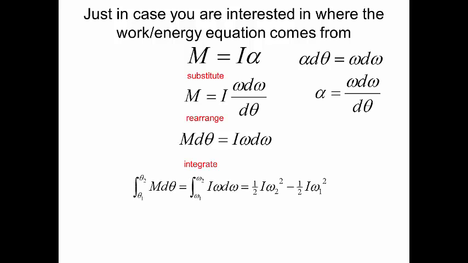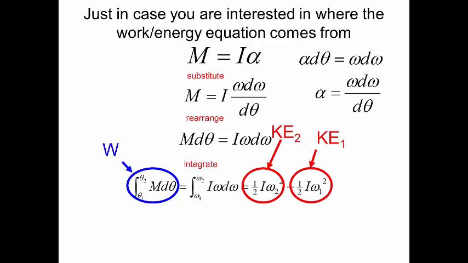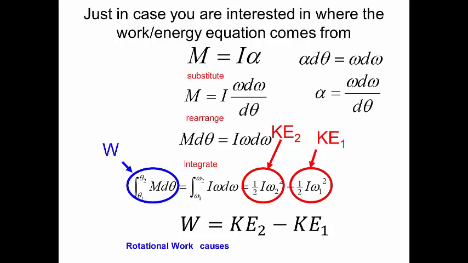If we solve this for angular acceleration and then substitute it back into our equation, rearranging and then taking the integral of both sides, we get that the integral of moment d theta is equal to the integral of our mass moment of inertia times angular velocity d omega. Solving this gives us 1/2 I omega squared minus 1/2 I omega squared. This first part of the equation is work. On the other side, this is our final rotational kinetic energy, and this is our initial rotational kinetic energy. So work equals kinetic energy final minus kinetic energy initial. Or in the case of rotation, rotational work causes changes in rotational kinetic energy.